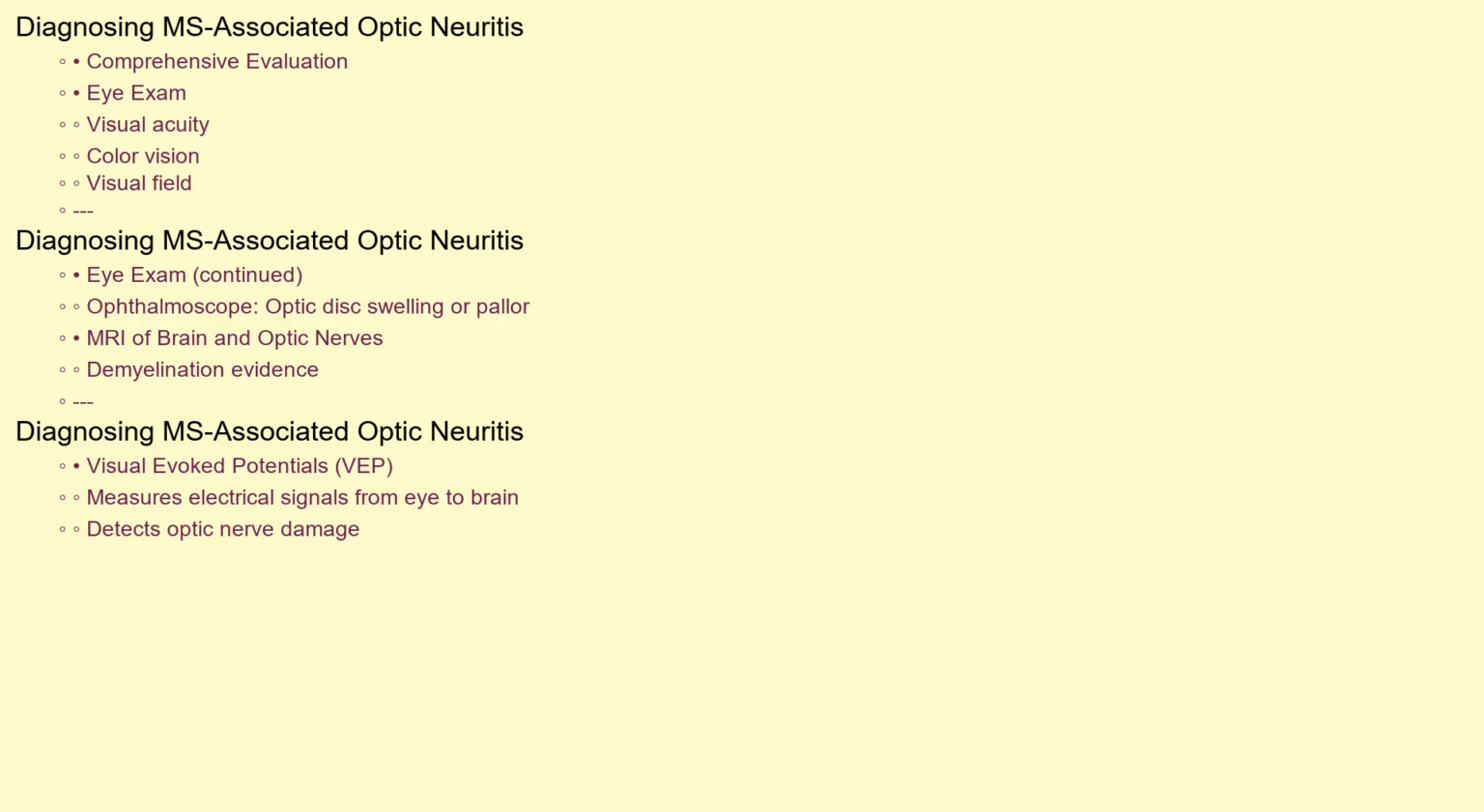Diagnosing MS-associated optic neuritis involves a comprehensive evaluation. A doctor will perform a thorough eye exam, including visual acuity tests, color vision testing, and visual field assessment. An ophthalmoscope is used to examine the optic disc at the back of the eye, where swelling or pallor may be observed. MRI of the brain and optic nerves is crucial to look for evidence of demyelination, both in the optic nerve and elsewhere in the brain, which can support a diagnosis of MS. Visual evoked potentials, or VEP, measure the time it takes for electrical signals from the eye to reach the brain and can detect optic nerve damage.